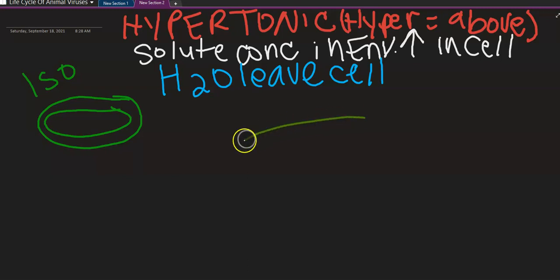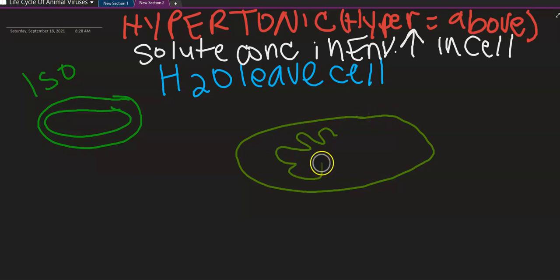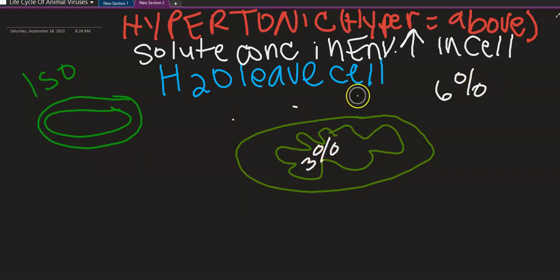So here's our cell wall and our cell membrane. What did we say? The solute concentration in the environment is higher than in the cell. So in this case, we would have 6% solute out here and perhaps 3 here. So 6 solutes out there and only 3 in here. Which one is higher? Well, the environment is higher. It is hypertonic, and so our water is going to leave the cell.